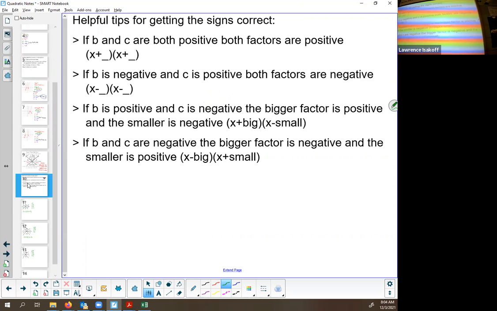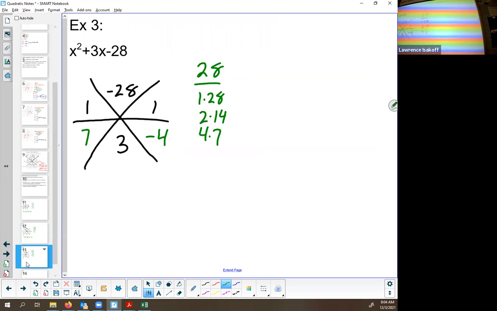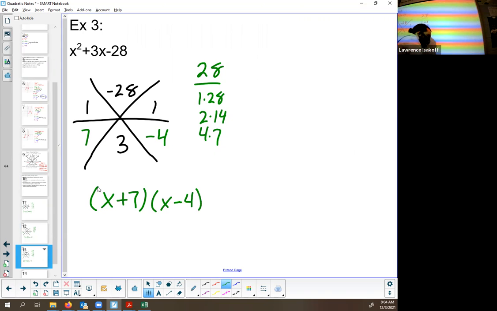If we quickly go back to my notes here, when B is positive and C is negative, the bigger factor is the positive and the smaller is the negative. So this ends up factoring to x plus 7, x minus 4.